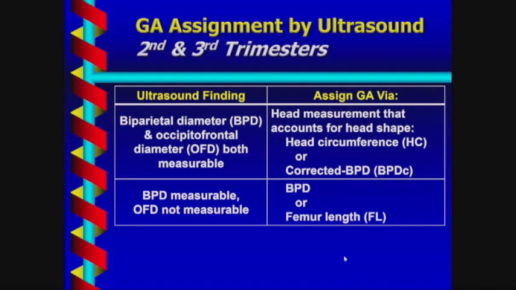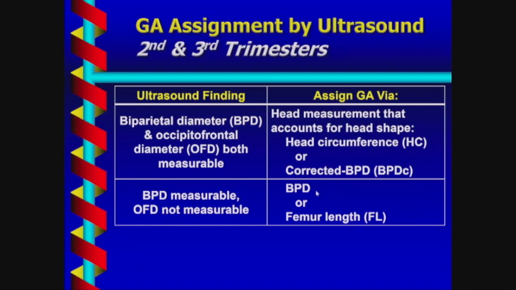I don't have time to get into it here, but it's a method of correcting the biparietal diameter for the length of the head. In many cases, especially in the later part of the third trimester, it's very hard to see the entire perimeter of the head. Often you can measure the width but not the length.